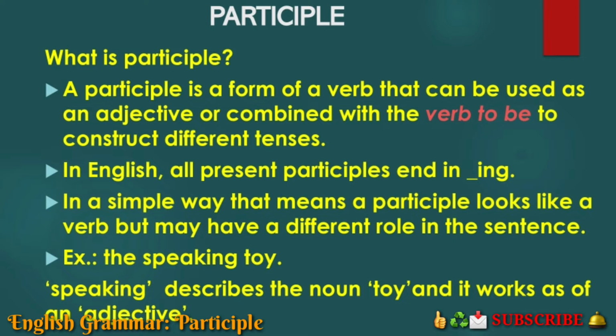Okay, students. For example, the speaking toy. Here, speaking is not a main verb but it describes a noun, that is toy. And you know what an adjective is? Adjective is a word which describes, modifies a noun. So here toy is a noun and the verb speaking is describing the noun toy. So here the verb in ing form, speaking, works as an adjective. Okay, students, have you understood? Very good.